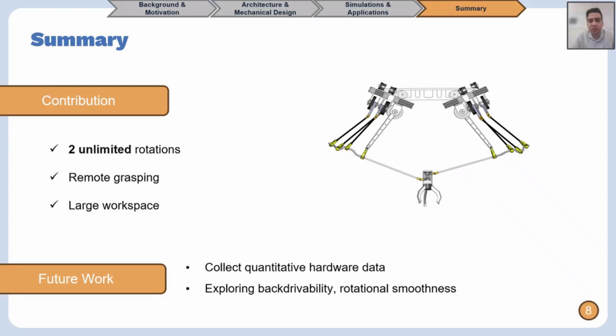For future work, we want to build a prototype and collect quantitative hardware data. And after, we want to look into the human-robot interaction potential by exploring the back drivability of the motors and looking into rotational smoothness.